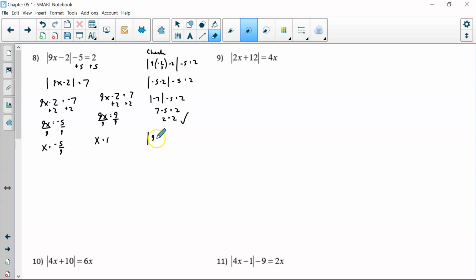And then the 1. Absolute value of 9 times 1 minus 2, minus 5 equals 2. 9 times 1 is 9 minus 2. So it's the absolute value of 7 minus 5. 7 minus 5 equals 2. 2 equals 2. They are both valid.